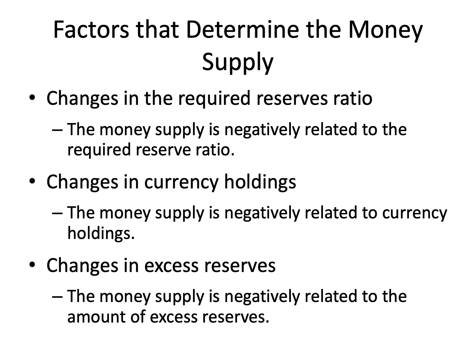So the factors that determine the money supply: changes in the required reserve ratio. The money supply is negatively related to the required reserve ratio. If the required reserve ratio goes up, this reduces the money supply because it reduces the money multiplier. Changes in currency holdings: the money supply is negatively related to currency holdings. And changes in excess reserves: the money supply is negatively related to the amount of excess reserves held by banks.